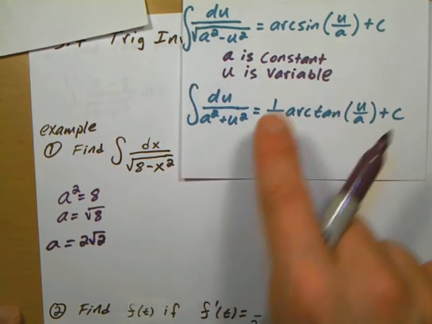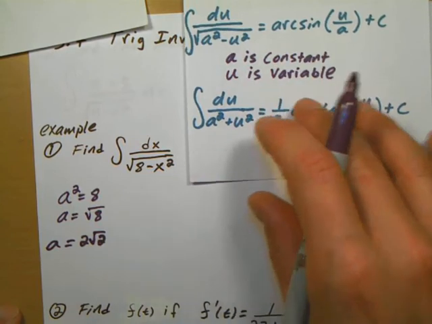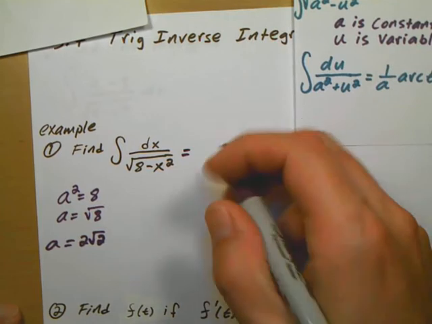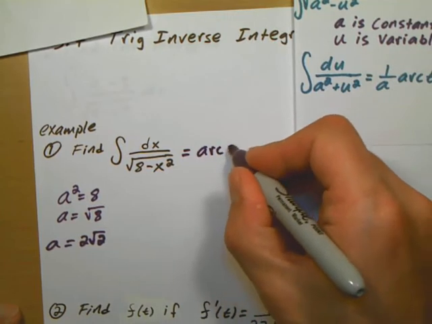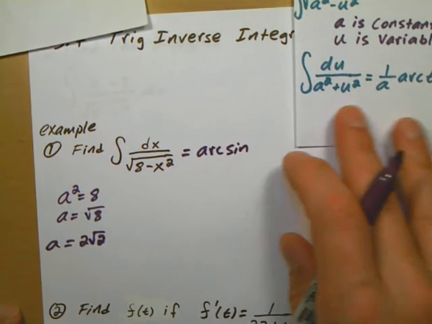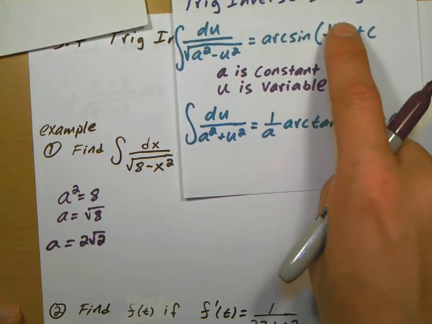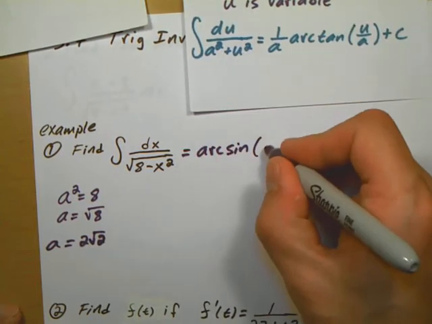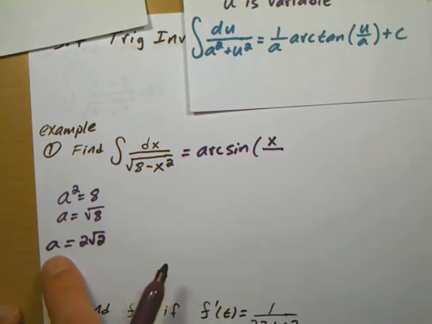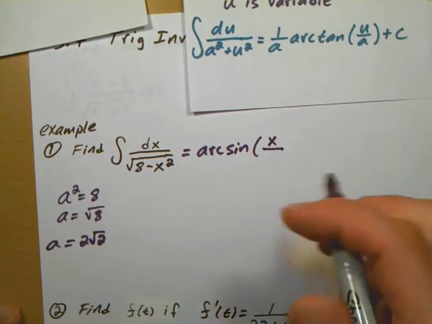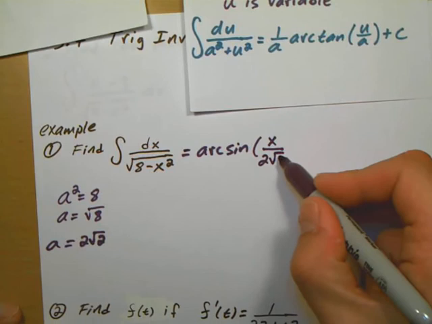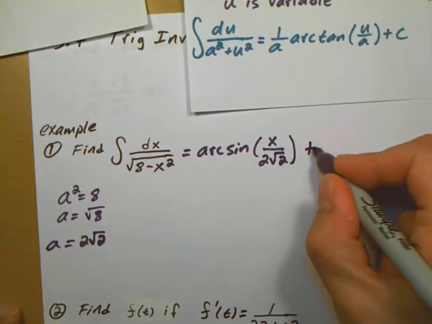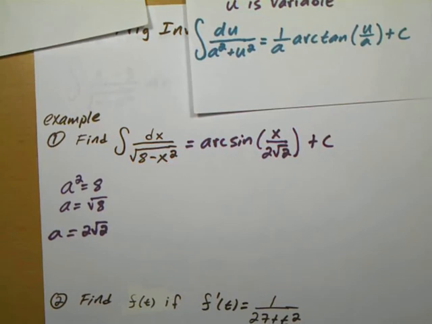Now it's just a matter of plugging it into the formula, and my integral is going to equal the arcsine of u over a. In this case, u is a variable, so it's going to be x over a, being 2 square root of 2 down over here, plus c, and that's our answer.